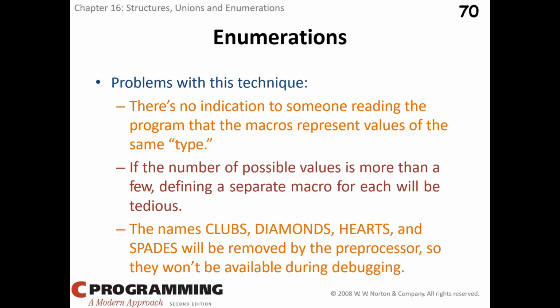And another challenge arises when dealing with a large number of possible values. So defining separate macros for each value becomes cumbersome and error-prone. And furthermore, macros like clubs and hearts are removed by the preprocessor, making them unavailable during debugging. And this can hinder the troubleshooting process and make it harder to understand the code.